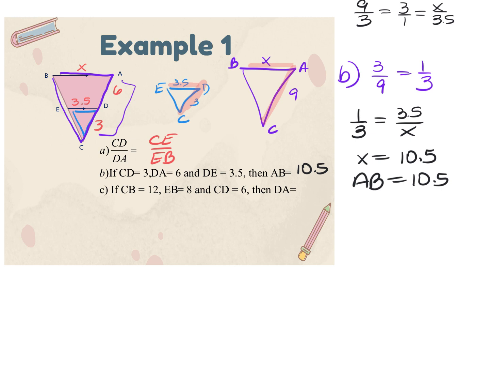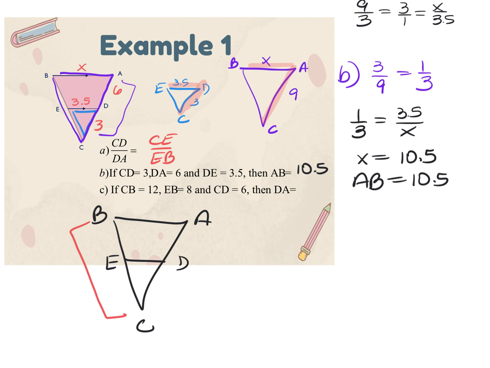Now, for C, we could use the new proportion that we just found. Let me go ahead and redraw this, since I've written all over it. So this time, they're giving me CB, which is the whole thing here, and they told me it's 12. Then they gave me EB, which is 8. They gave me CD, which is 6. And they want me to find DA.